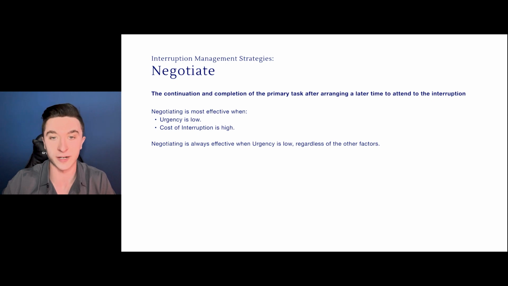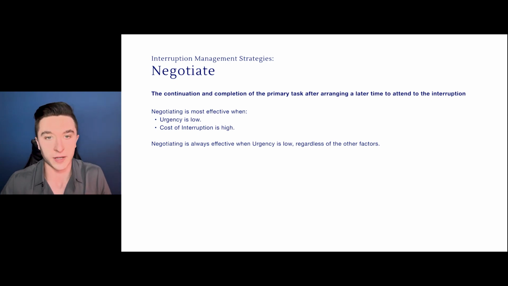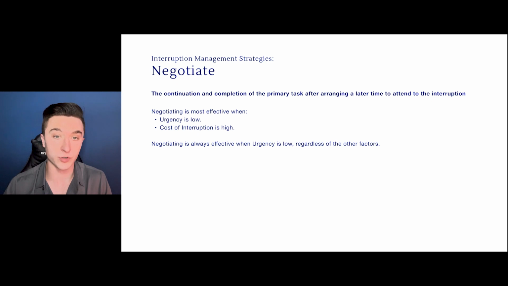Negotiating is most effective when the interrupting task does not need to be handled right away, just period. We could even just say, interruption urgency is low, you negotiate, as the only true prerequisite for negotiation is that the interruption urgency be low. It needs to be possible for you to completely finish the primary task before attending to the interrupting task without any worry. So due to the basic rule, it's unwise to switch away from the primary task if there's no good reason to do so.